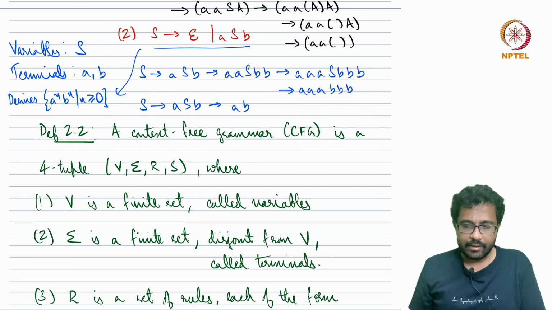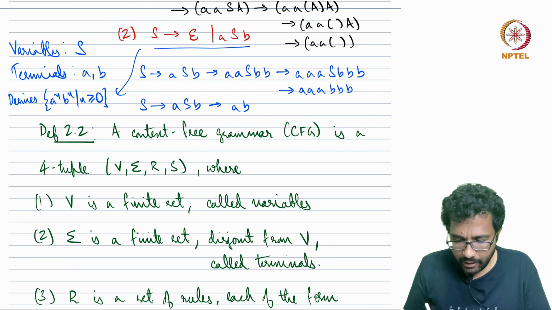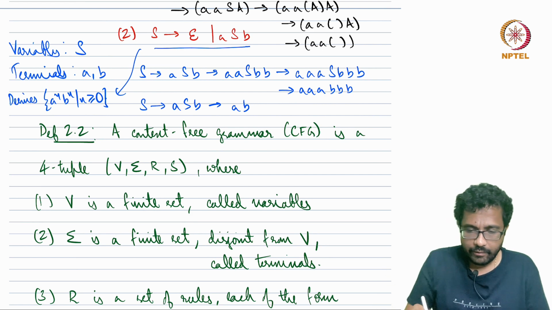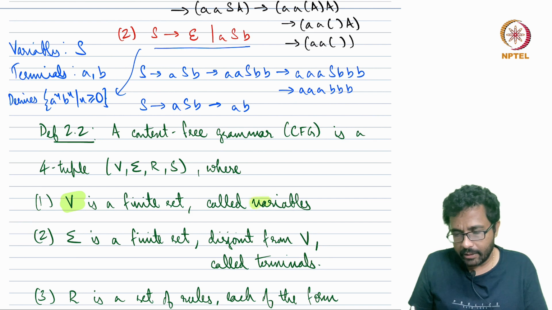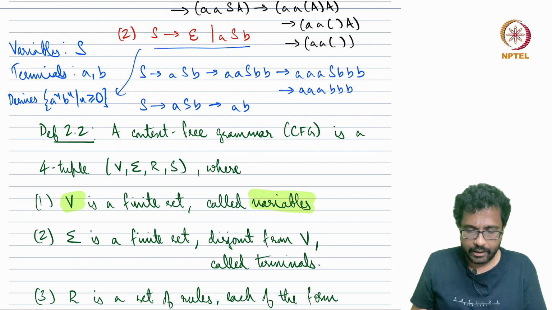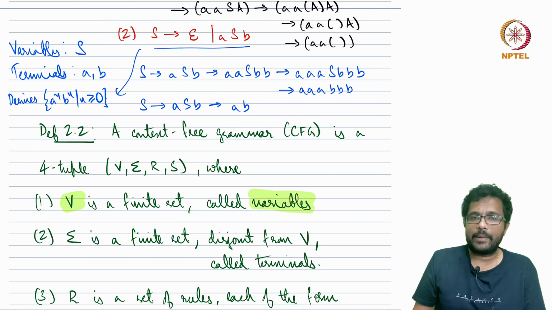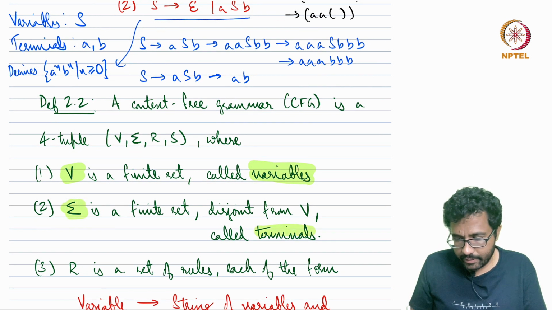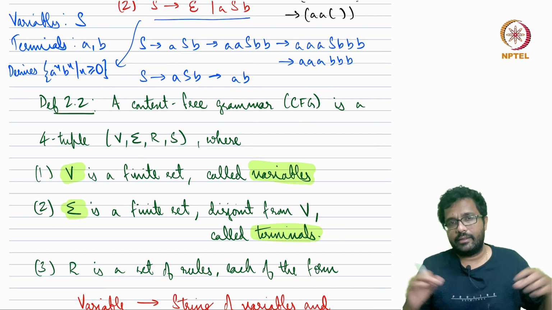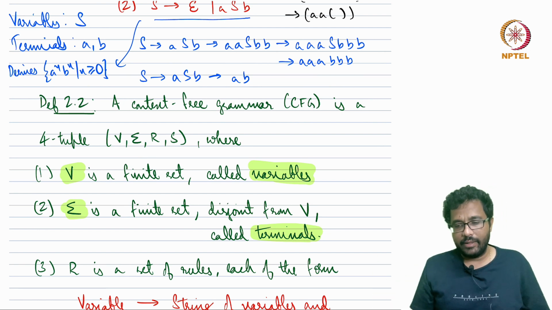So a context-free grammar is a 4-tuple. In a DFA we had a 5-tuple. Here it is V, Sigma, R, S, where V is the set of variables. We already know what variables are. Usually this is represented by capital letters. Sigma is a finite set called terminals, and Sigma is separate from V. It doesn't have any intersection with V.